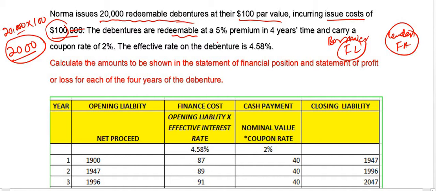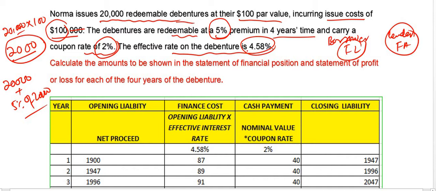Now, when you have to redeem the debenture at 4 year time, you will have to pay a 5% premium extra. It means that at the end you will pay this amount plus 5% of this amount, 20,000, after 4 years. And it carries a coupon rate. This is the coupon rate which will be used for cash payment, and the effective interest will be used for finance cost. So the question says: calculate the amount to be shown in the statement of financial position and the statement of profit or loss for each of the 4 years.